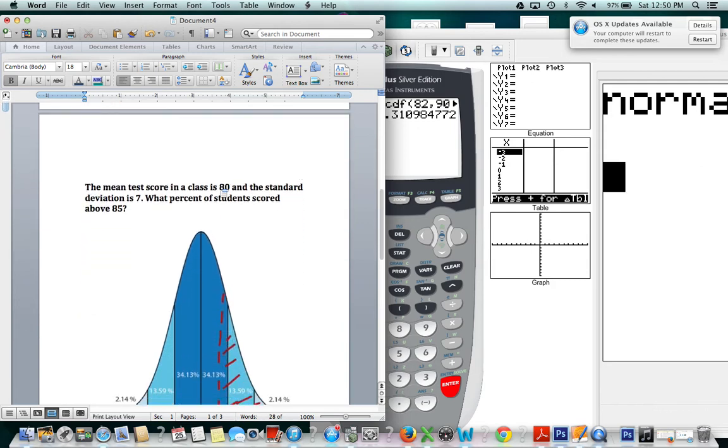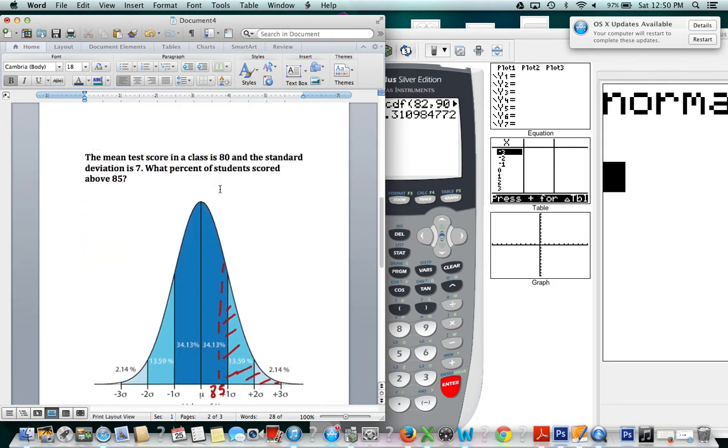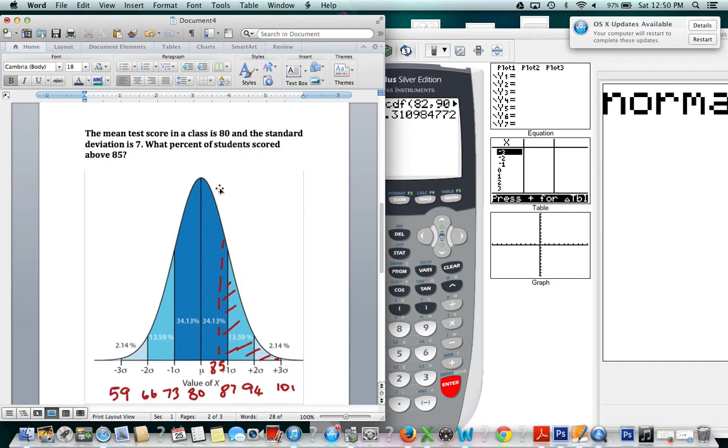Okay, so in this question, we have the same mean, for convenience, same test, the same mean, which is 80, the same standard deviation. But now instead I want to know what percent of students scored above 85. Okay, so 85, again, it's not a nice neat number like 87 would be. See, 87 is exactly 1 standard deviation above the mean, but 85 is just a little bit below that.